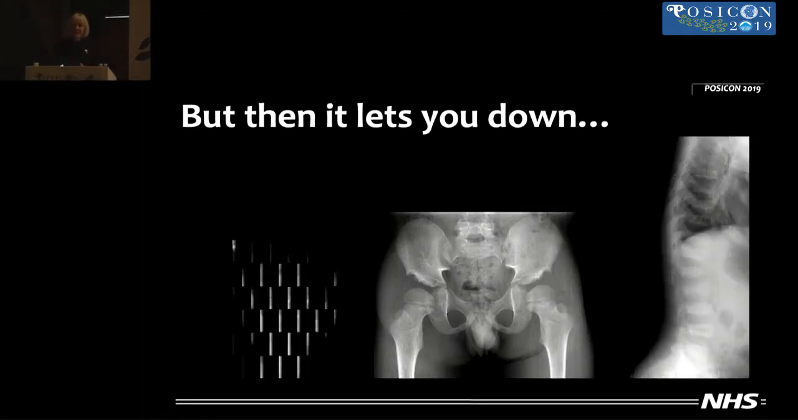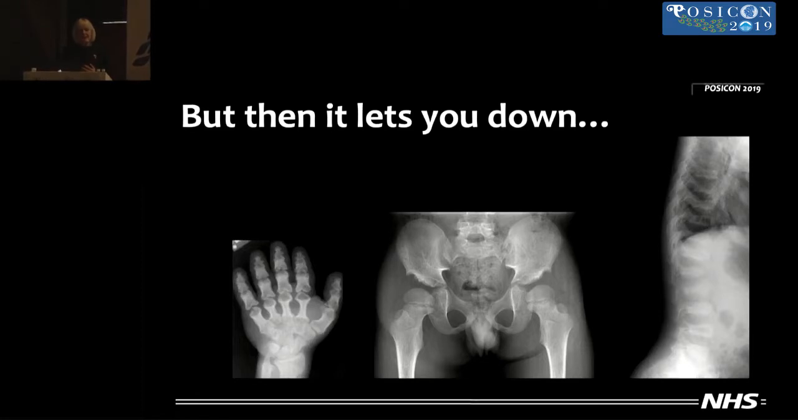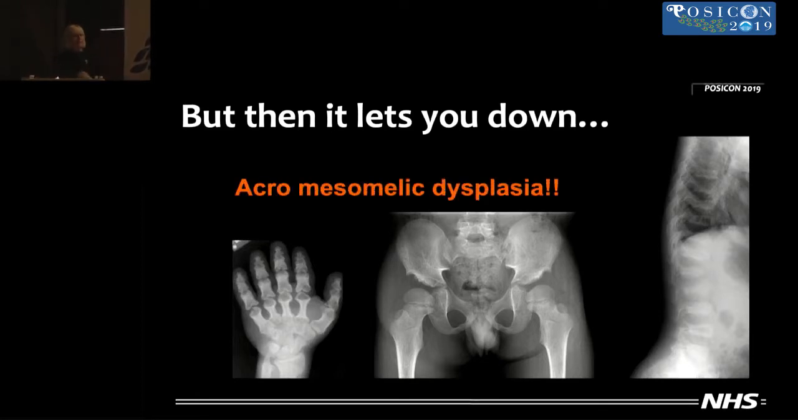There is some spinal involvement. There's definitely involvement of the distal upper limb, and it's called an acromesomelic dysplasia, so that doesn't fit. But at least the building blocks that I've just told you about will give you something to hang your hat on when you're thinking about these conditions.